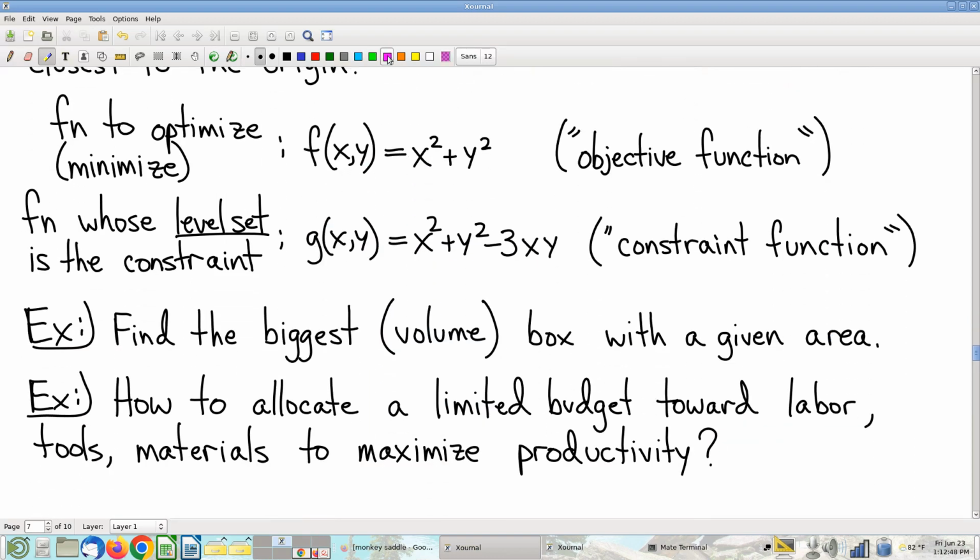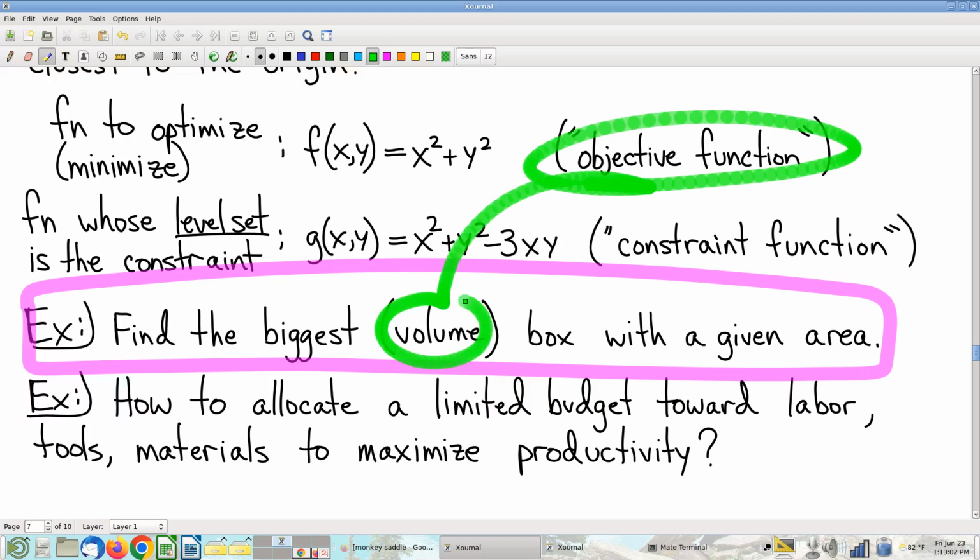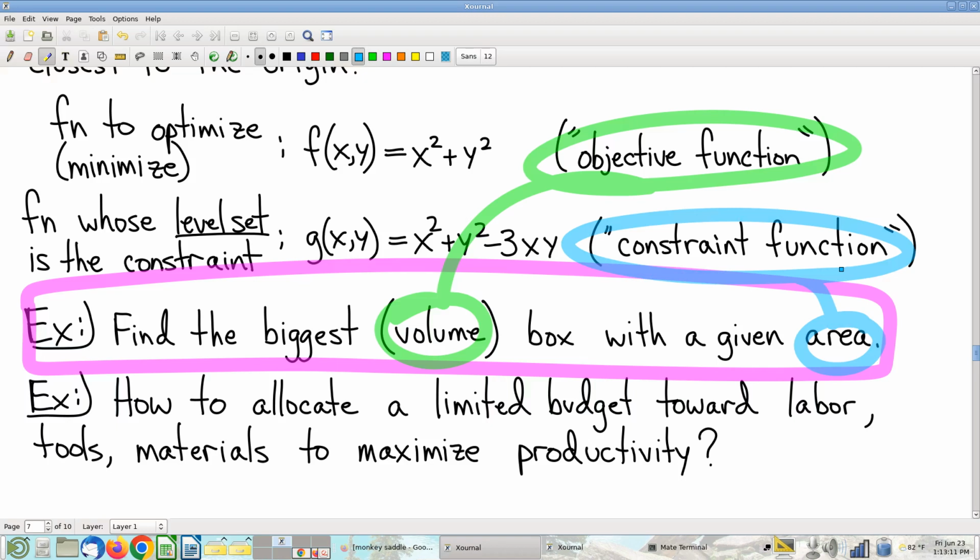Let's look at this question right here. We want to find the biggest box of a given fixed area. The function that we want to optimize, the thing that we want to make as big as possible, is volume. The constraint is that the area is fixed. So my constraint equation is going to say that area, whatever my parameters are for my box, has to equal a constant, whatever that given area is. And so area is our constraint function. Everybody on board?